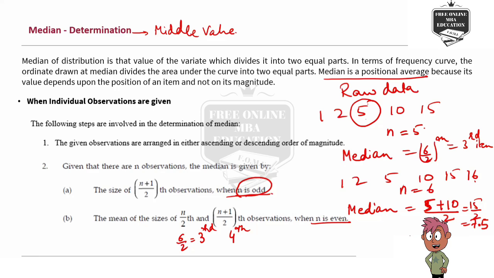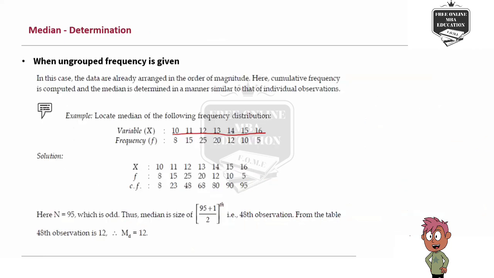So this is how we can find out the median for raw data. Now, when we have ungrouped data like this, it is already in ascending order. How can we calculate it? You can calculate it by the same thing. Now, the total is 95, as you could see here, which is odd. N is odd. Now, the median size would be (95 plus 1) upon 2, that is the 48th observation.